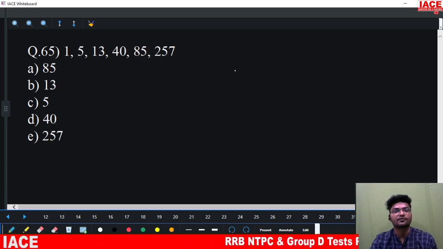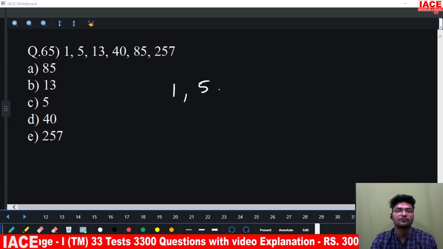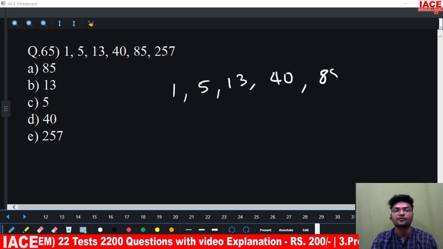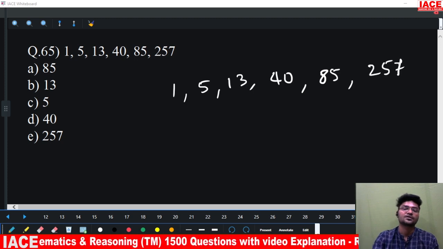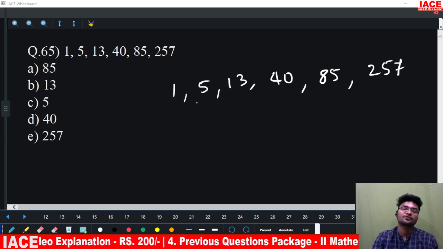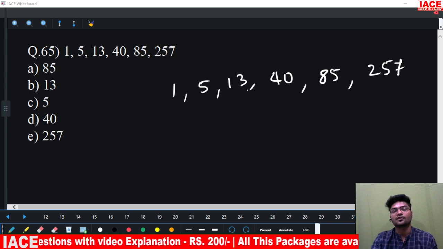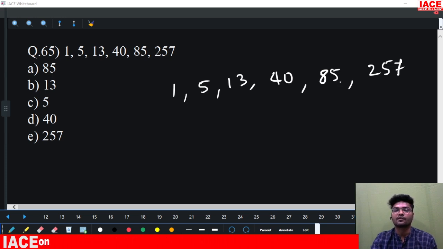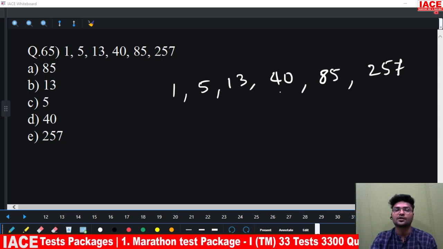Question number 65. 1, 5, 13, 40, 85. Next is 257. So if I observe, 13 into 3 is 39. Nearest is 40. 40 into 2 is 80. Nearest is 85. 85 into 3 is 255. Nearest is 257. So into 2, into 3 is going on.